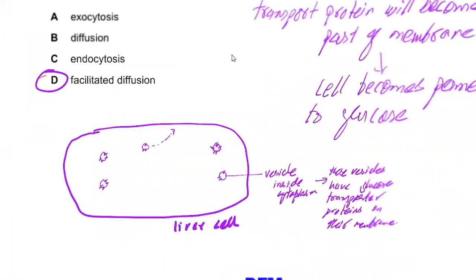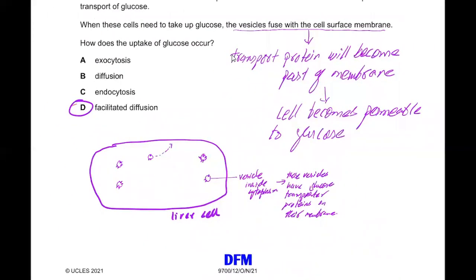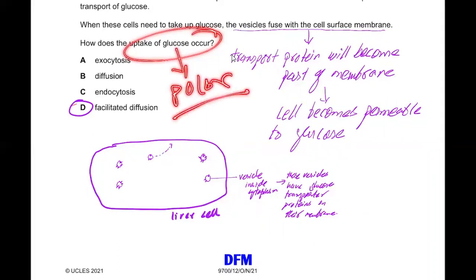Now, coming back. The question further states that when these cells need to take up glucose, the vesicles fuse with the cell membrane. How does the uptake of glucose occur? We know glucose is a polar molecule. If it's a polar molecule, can it enter by exocytosis? No. Can it enter by diffusion? No. Can it enter by endocytosis? No. It will go by facilitated passive diffusion.